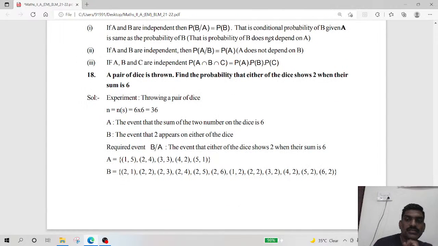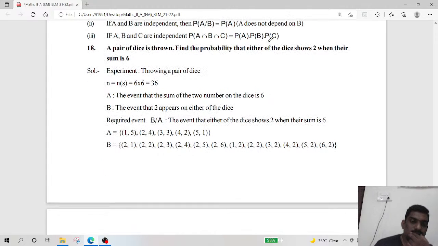A pair of dice is thrown. Find the probability that either of the dice shows 2 when their sum is 6. So when a pair of dice is thrown, there are 36 possibilities. Sum is 6 means 1 5, 5 1, 2 4, 4 2, 3 3. Okay, that is all written here. The event: the sum of the two numbers is 6. The event: 2 appears on either of the dice.